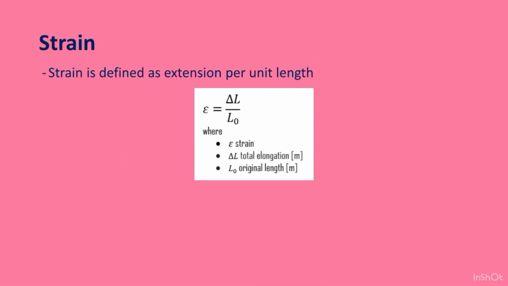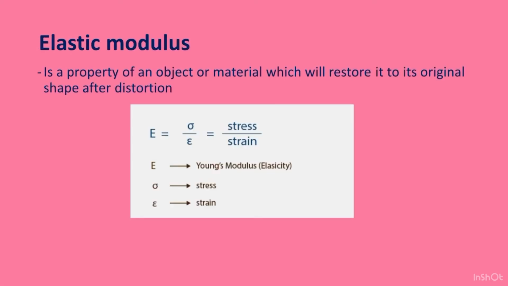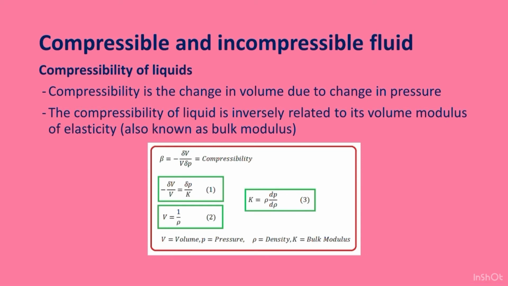Next is strain, which is defined as extension per unit length. This is the formula to find the strain. Next is elastic modulus, which means a property of an object or material which will restore it to its original shape after distortion. This is the formula to find elastic modulus: you have to find stress first and strain, and then divide both.